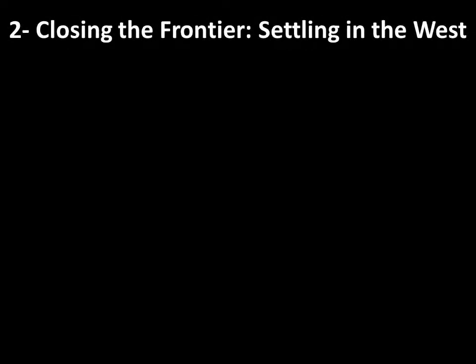Okay, so this is the last section of the last chapter of this class. It's called Closing the Frontier, Settling in the West. That's from the end of the Civil War, so 1865, until the end of the 19th century, the 1890s.